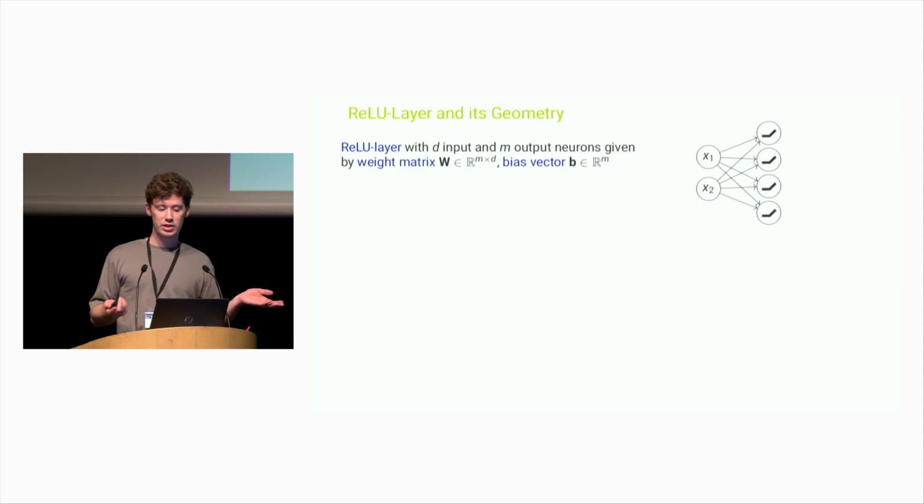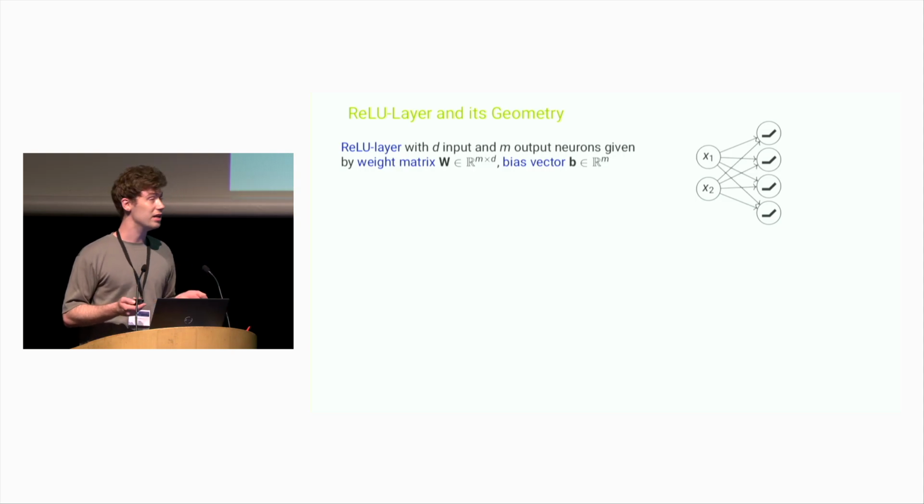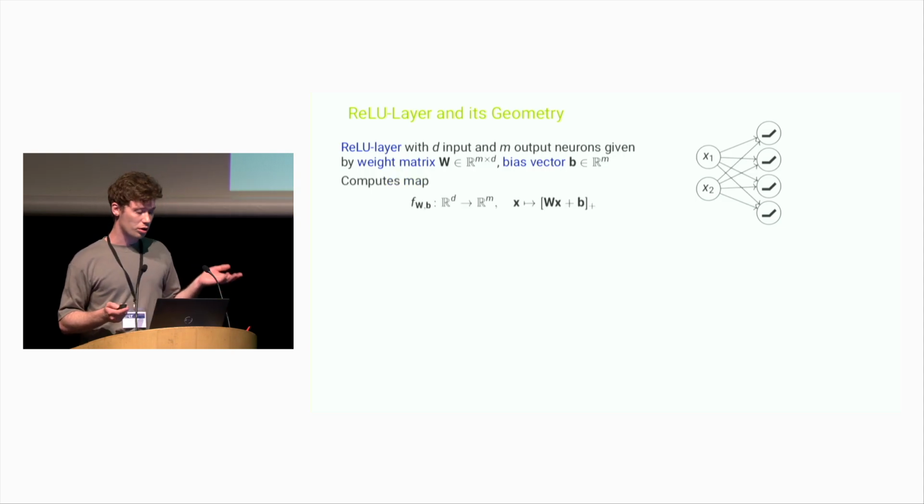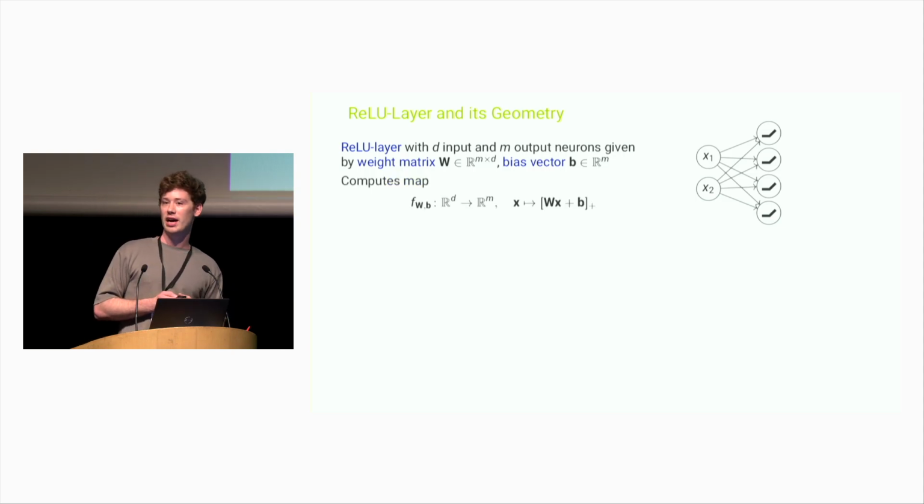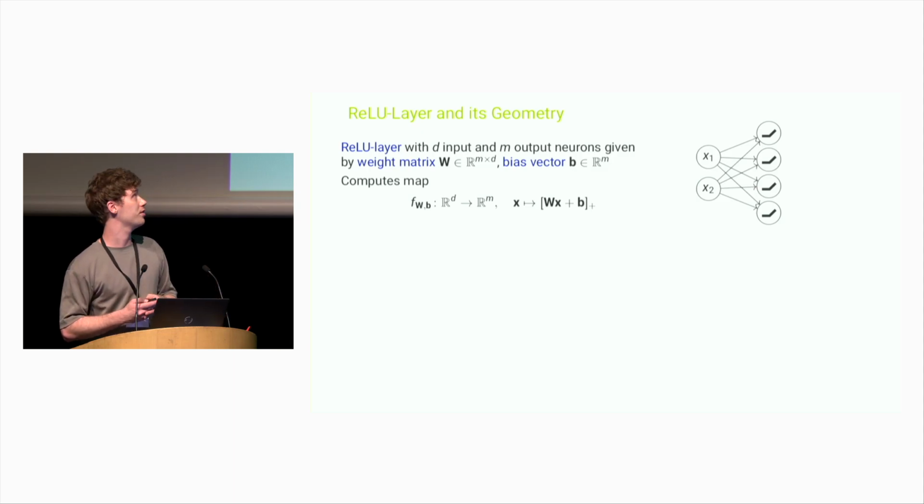So a ReLU layer with n input and m output neurons is given by some weight matrix W and a bias vector b, and computes a map by taking some input vector x, multiplying this with the weight matrix, adding the bias vector, and then applying the ReLU activation function, which just component-wise maps everything that is negative to 0.